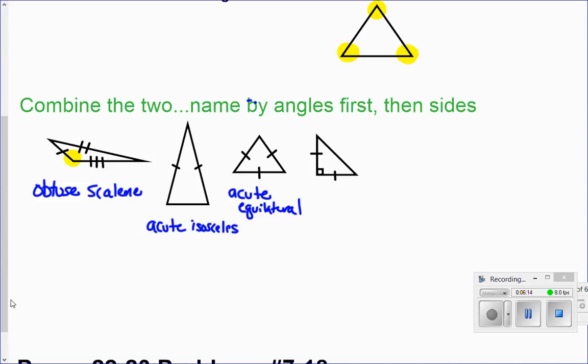The next example. Looking at the right angle, I know that it's going to be a right triangle. And looking at the two sides that are marked congruent, I can see that is isosceles. So this is a right isosceles triangle.